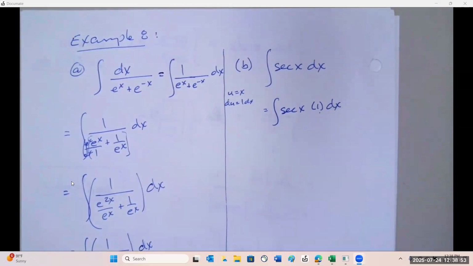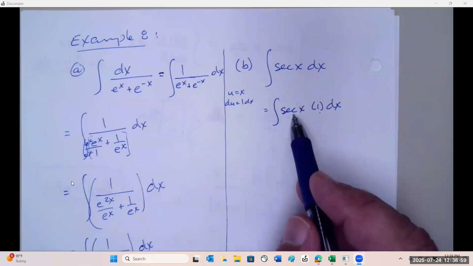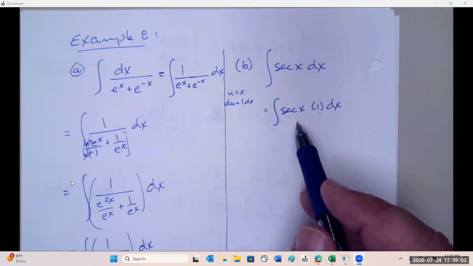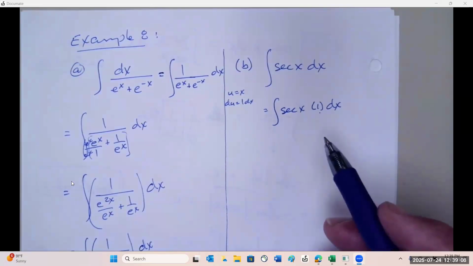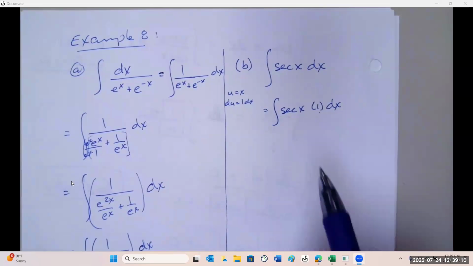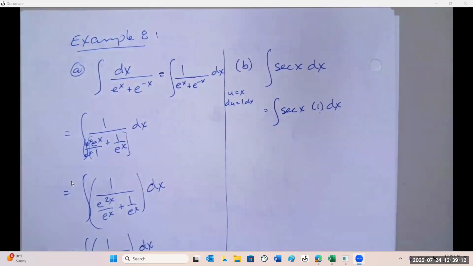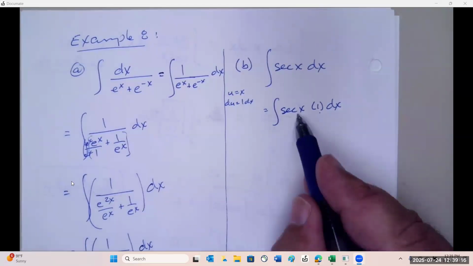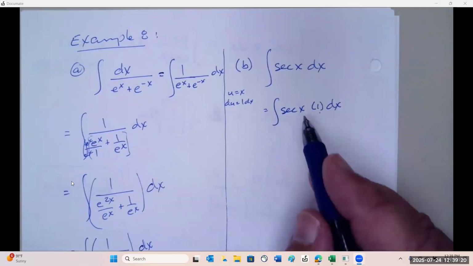But what is 1? Now, what's the derivative of secant? Secant x tangent x. Because of that, it's not an easy transformation. So what are we missing?